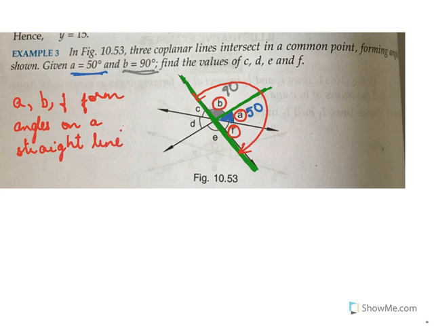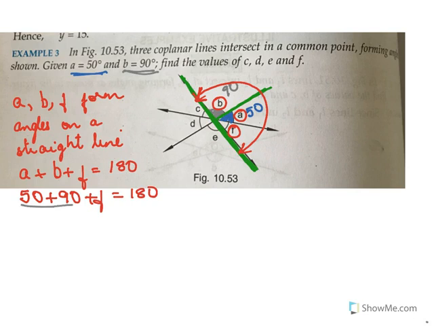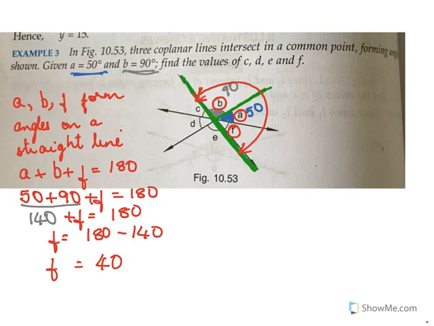And if I add them, that is A plus B plus F, they should be equal to 180. So my A is 50, B is 90, plus F equals 180. And 50 plus 90 is 140, plus F equals 180, and your F will be 180 minus 140, and your F will be 40. So let's put F here. We found this out, and that is 40.